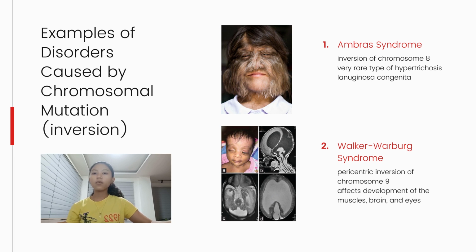Next, we have Walker-Warburg syndrome. It is the pericentric inversion of chromosome 9. It is an inherited disorder that affects the development of the muscles, brain, and eyes. Affected babies have weak muscle tone, or hypotonia, and typically have a brain abnormality called cobblestone lissencephaly, in which the surface of the brain lacks the normal folds and grooves and instead develops a bumpy, irregular appearance. Eye abnormalities are also a characteristic of Walker-Warburg syndrome.